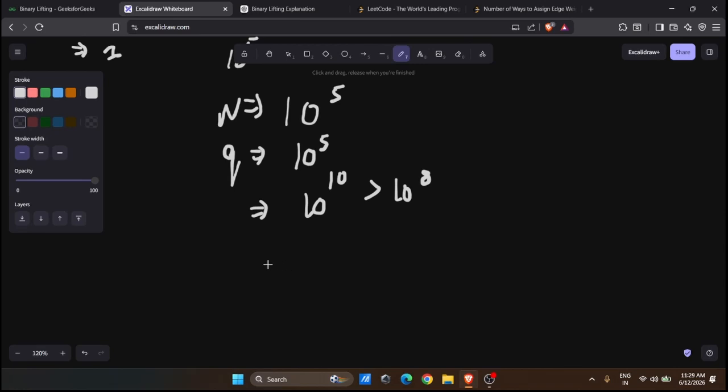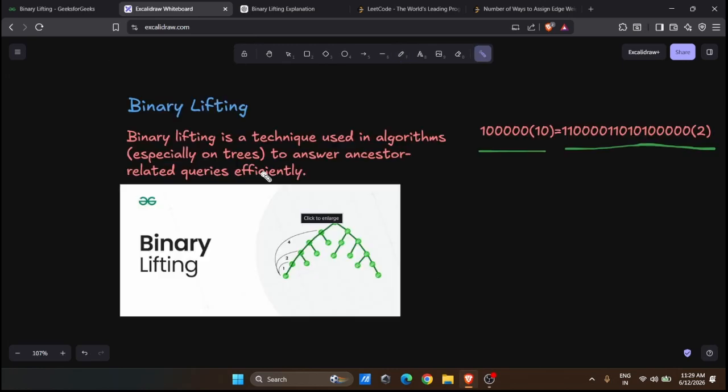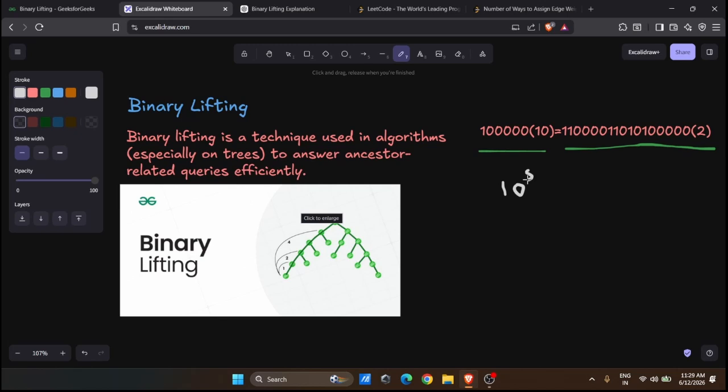For this question, we have to use an approach in which we can get the value under 10 to the power 8. So for that, we are using binary shifting. Let me tell you how we can use it. Binary shifting is a technique used in algorithms, especially on trees, to answer ancestor related queries efficiently. Before that, I want to tell you one thing. 10 to the power 5 can be represented in binary in this way, which is around 16 to 17 digits. So instead of querying 10 to the power 5 directly, we are hopping from 2 to the power 0 till 2 to the power 16. Let me write it clearly.